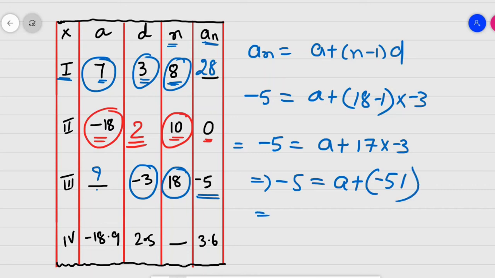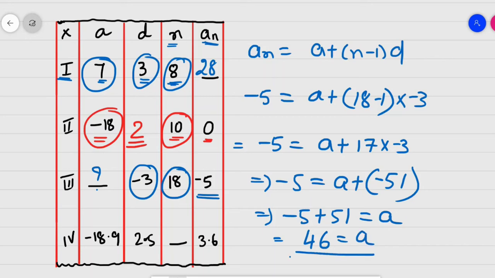So see, this will become -5 plus 51 is equal to a. So 51 minus 5 is how much? See, it will become 46. So a is equal to how much? 46. So here your answer is 46.